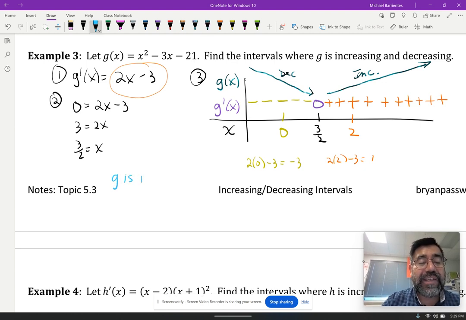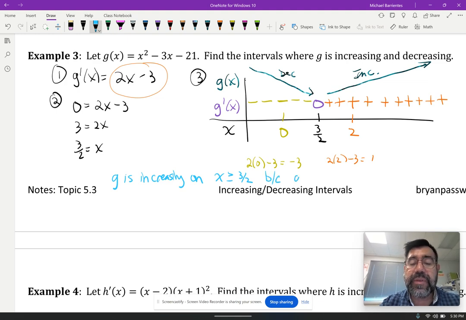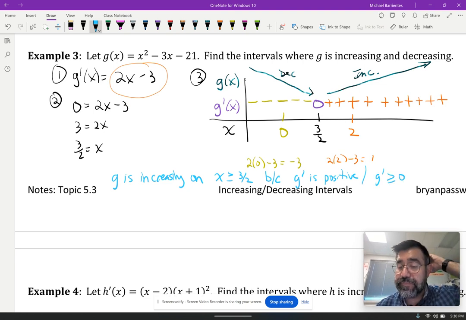g is increasing on the interval for x values that are bigger than 3 halves. So x's that are bigger than or equal to 3 halves. And I'm even going to say how I know that. Because g prime is positive, but most people will write g prime is greater than or equal to 0.